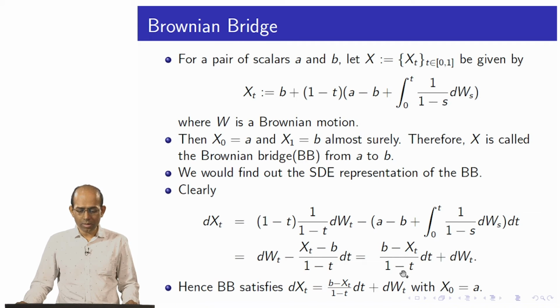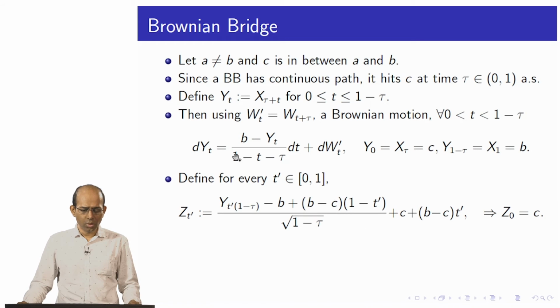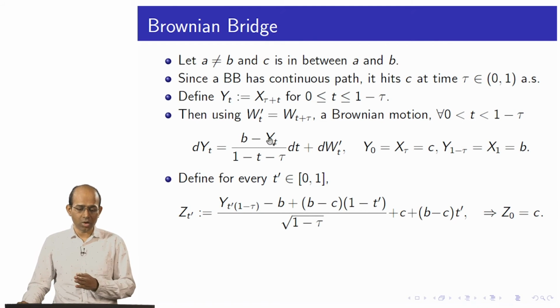So, here I would get 1 minus t minus tau, here I would get w t plus tau, okay, here also t plus tau, but x t plus tau is yt. So, that we are going to use. So, you would get that 1 minus t minus tau and d w t plus tau is w prime t. So, d w prime t, and here in the numerator you would get b minus x t plus tau, but x t plus tau is yt. So, you would get in the numerator b minus yt.